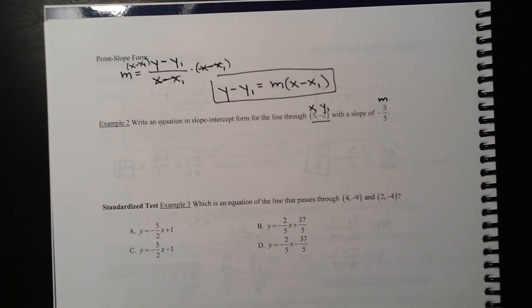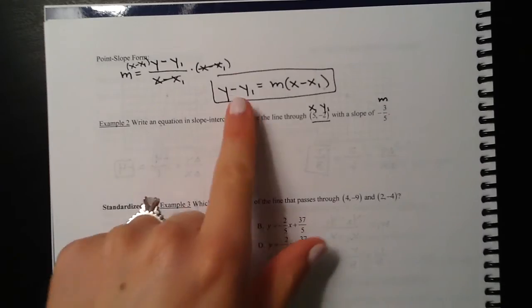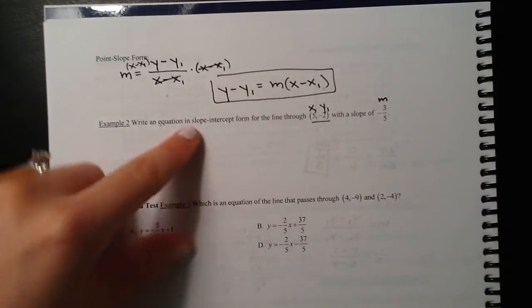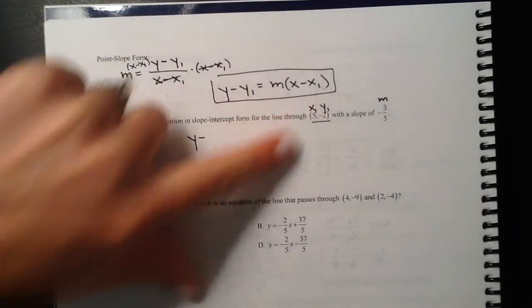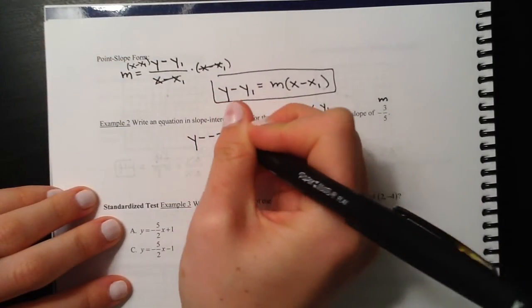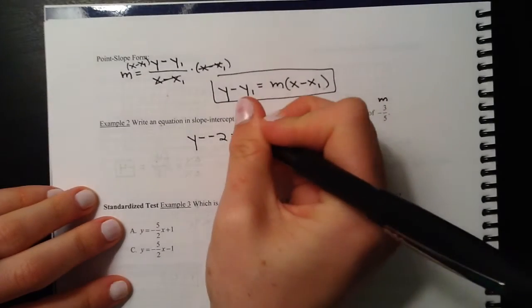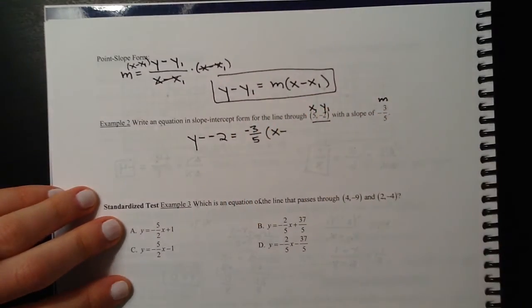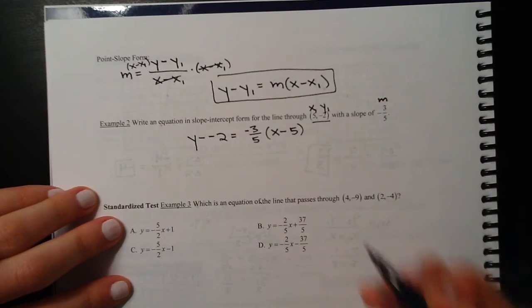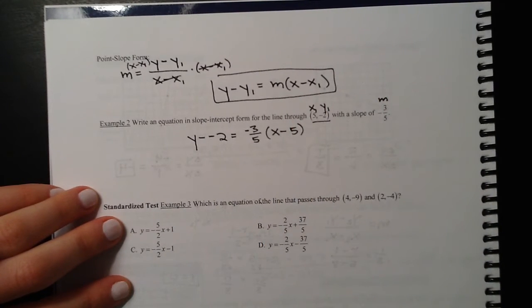Okay, so we want to get it back into slope-intercept form. This is just kind of an easy trick to help us get there. So we write y minus, and then for y1, it's -2, equals the slope, which is -3/5, and then in parentheses we write x minus x1, which is 5. Okay, so we're eventually going to get into slope-intercept form. We just need to do a little bit of simplifying first.